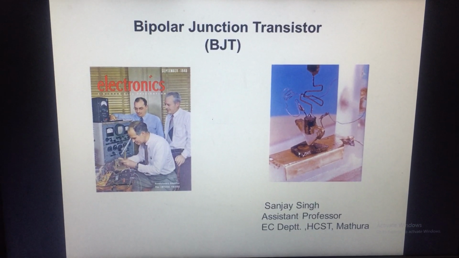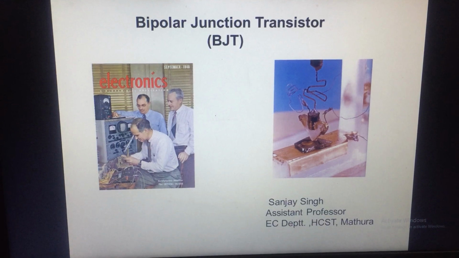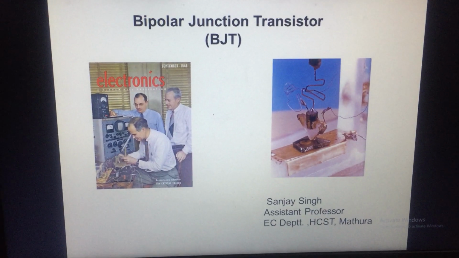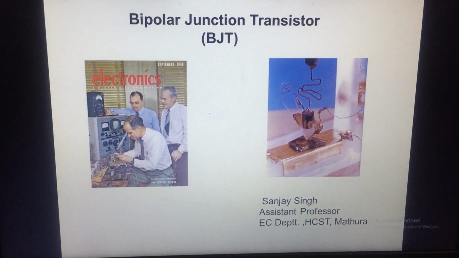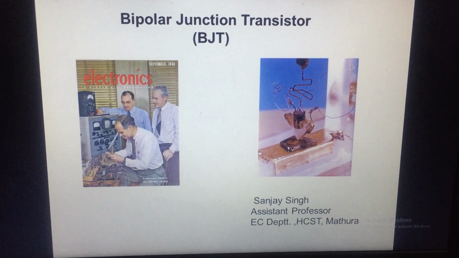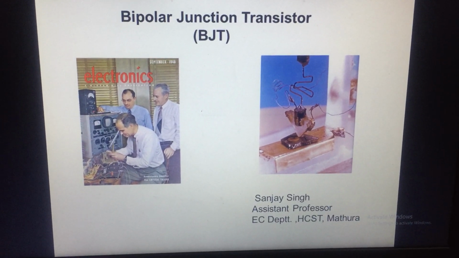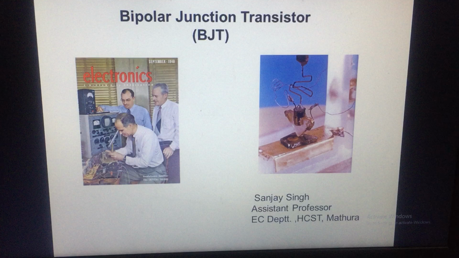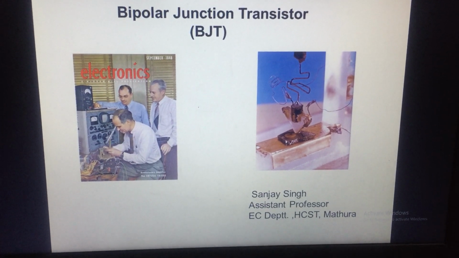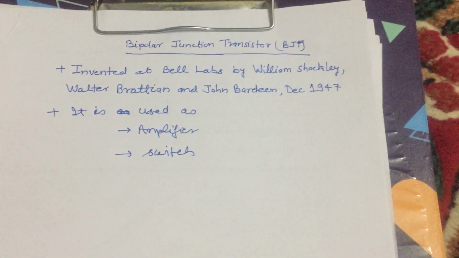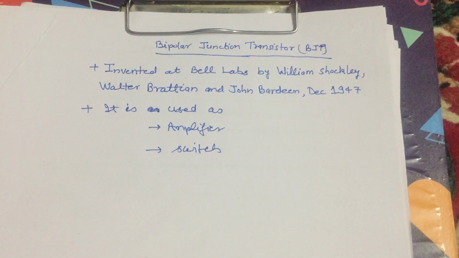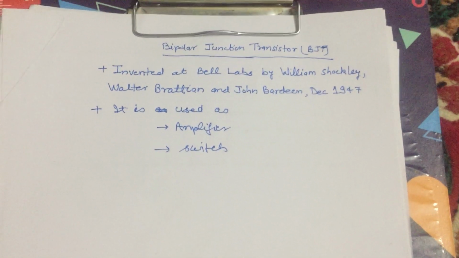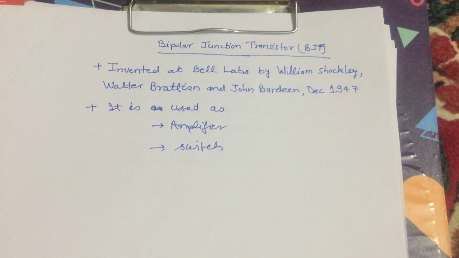BJT was invented in 1947, and these are the three scientists who made the first BJT in Bell Laboratory in December 1947. The next figure shows a BJT made in Bell Laboratories. It is the first BJT. Before BJT, we had several types of amplifiers such as vacuum tubes. BJT can work as an amplifier and BJT can work as a switch.